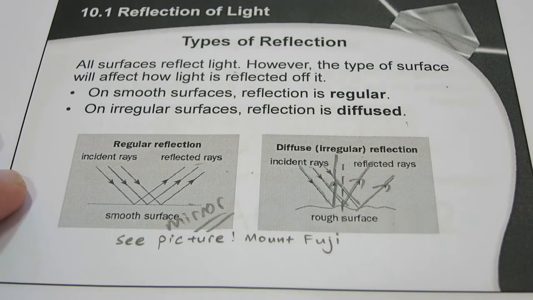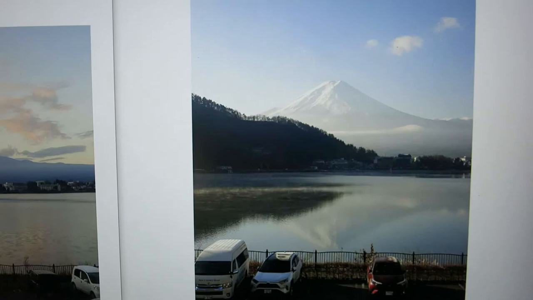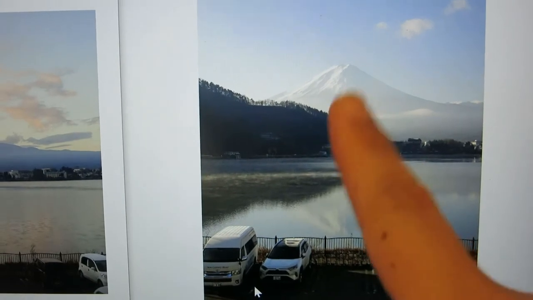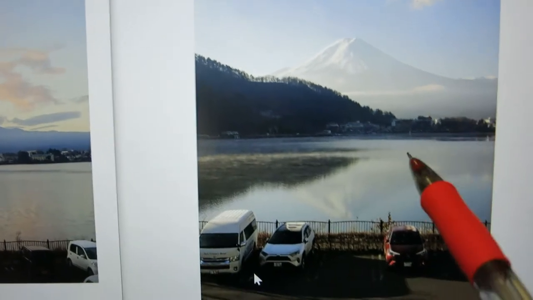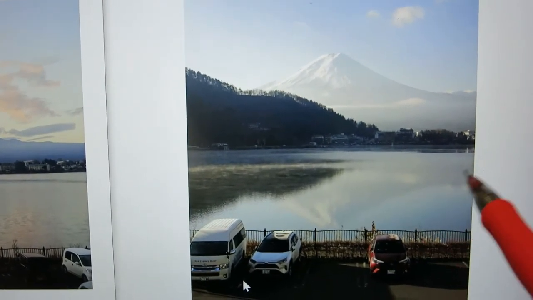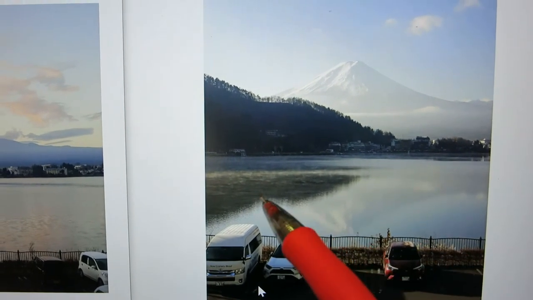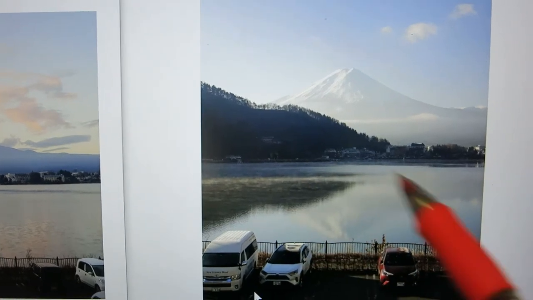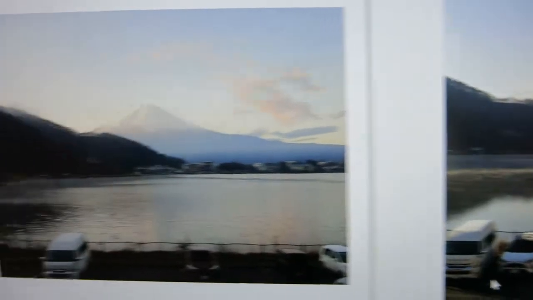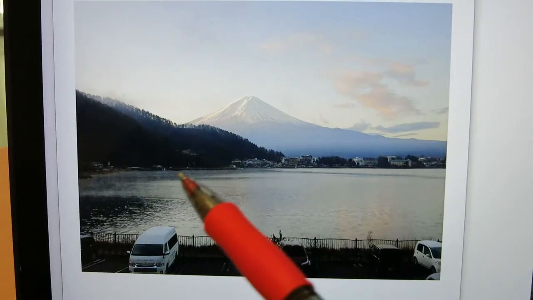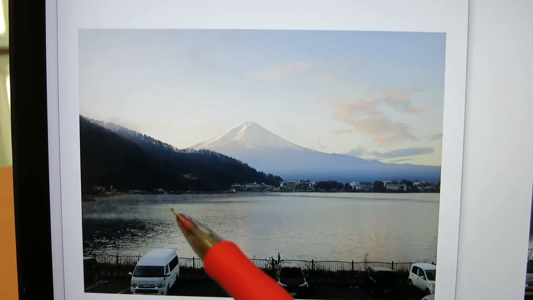Alright, so I'll give you an example of how it looks. Over here I have an image of Mount Fuji being reflected off the surface. This was taken on a trip when I went to Japan. And you can clearly see the reflection of Mount Fuji in the surface of the lake here, the water. Alright, a few minutes later, I took another picture. And then you actually can't really see Mount Fuji here. Of course, you can clearly see the difference.